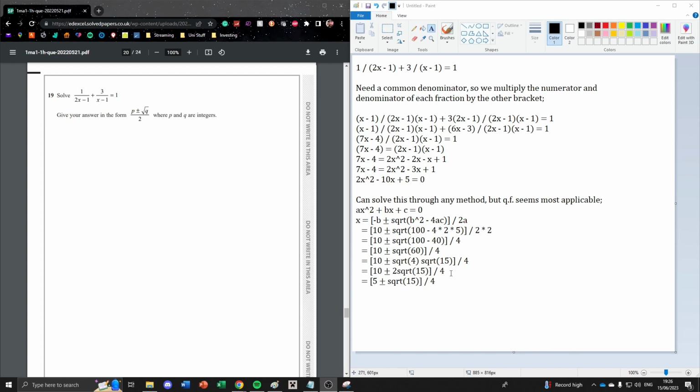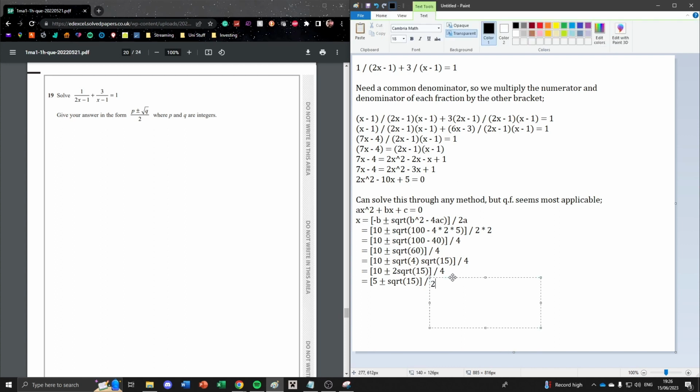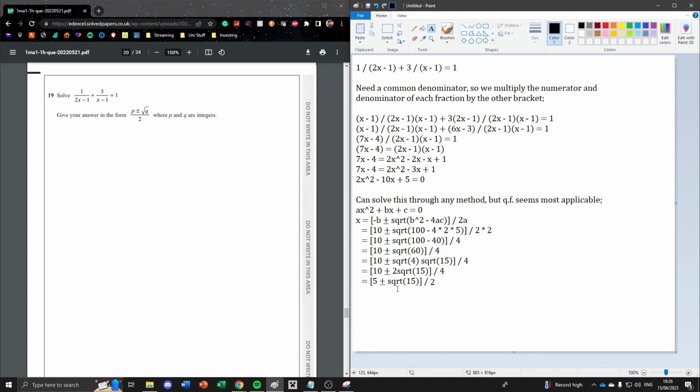As I've said, we then divide top and bottom by 2, and that should say 2 in the denominator. That gives us 5 plus or minus the square root of 15, all divided by 2.